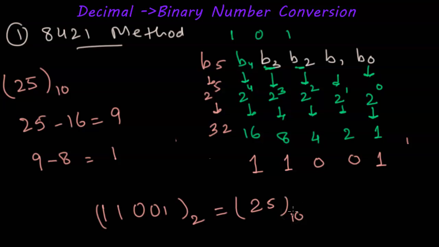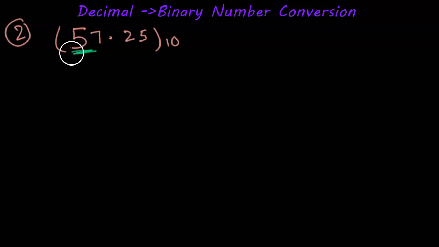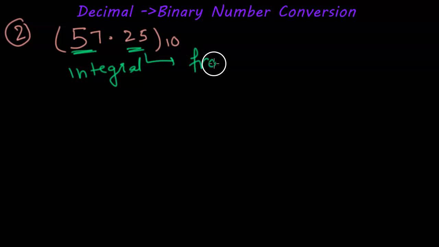Hope this method is clear. Let's move on to the next method. So let's discuss now the second method. In this method we're going to take an example, 57.25. This is my decimal number. Now 57 is called the integral part of the number and 0.25 is called the fraction part.